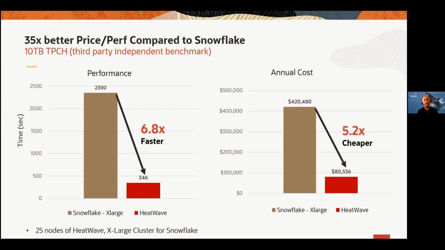Now you can try to have a different configuration of Snowflake. For instance, instead of extra large, you can use a large shape and the cost differential will decrease, but the performance differential will increase. So all in all, the 35x price performance advantage of HeatWave over Snowflake will hold.